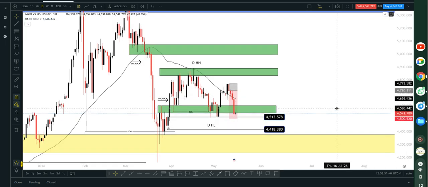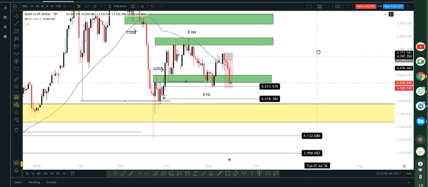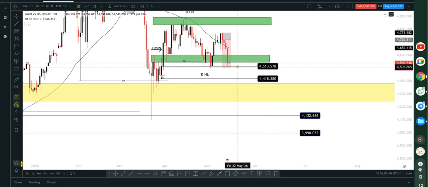Now this area has been mitigated how many times? 1, 2 times. This is the double bottom that rejects back into this area here that price sold off from. Now the weekly view already told me that I'm looking forward to sell. So where exactly am I going to sell?